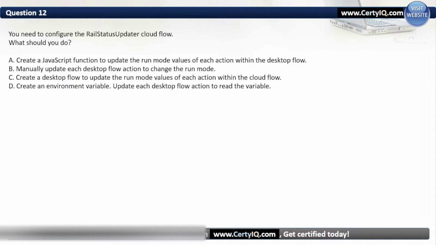Question 12. You need to configure the Rail status updater Cloudflow. What should you do? The correct option is D. Create an environment variable. Update each desktop flow action to read the variable.